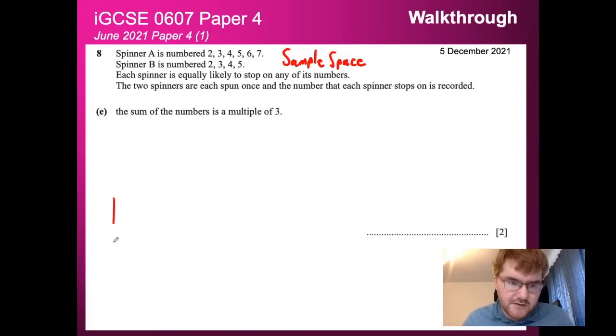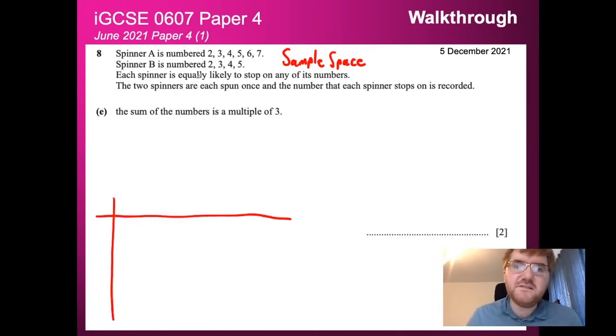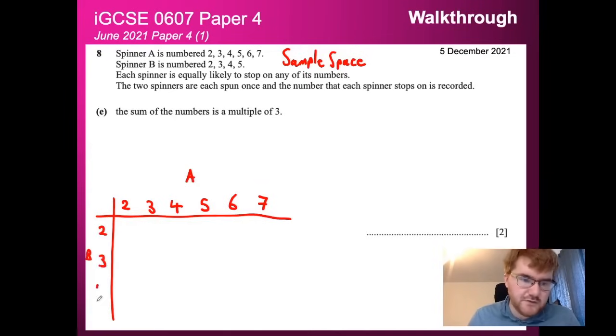So I'm going to draw out a big grid. It's going to look like this. And we're going to put 1 spinner on the top. So we've got 2, 3, 4, 5, 6, 7. That's going to be spinner A. And then spinner B is going to go on the left-hand side, and it doesn't matter which way round you do this, as long as you get this kind of diagram.